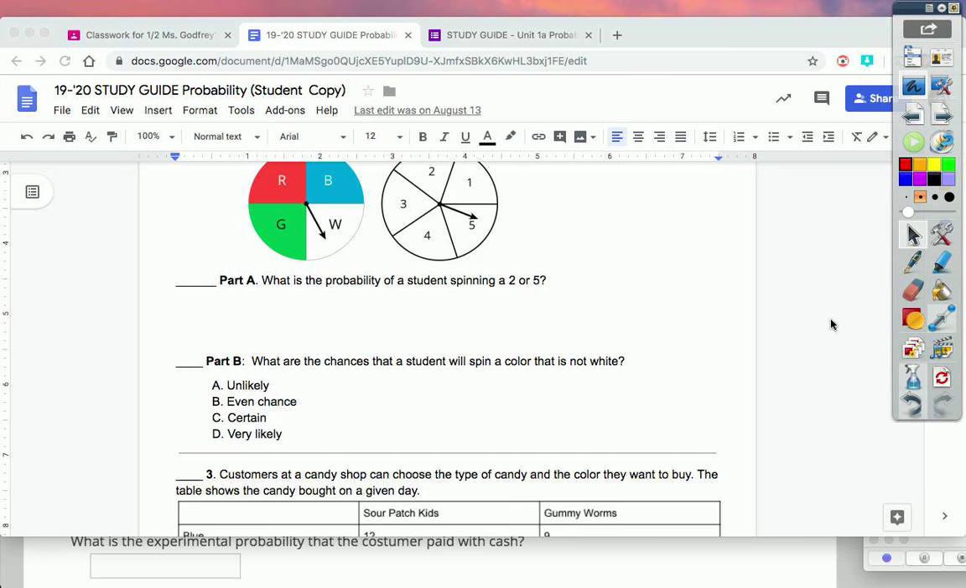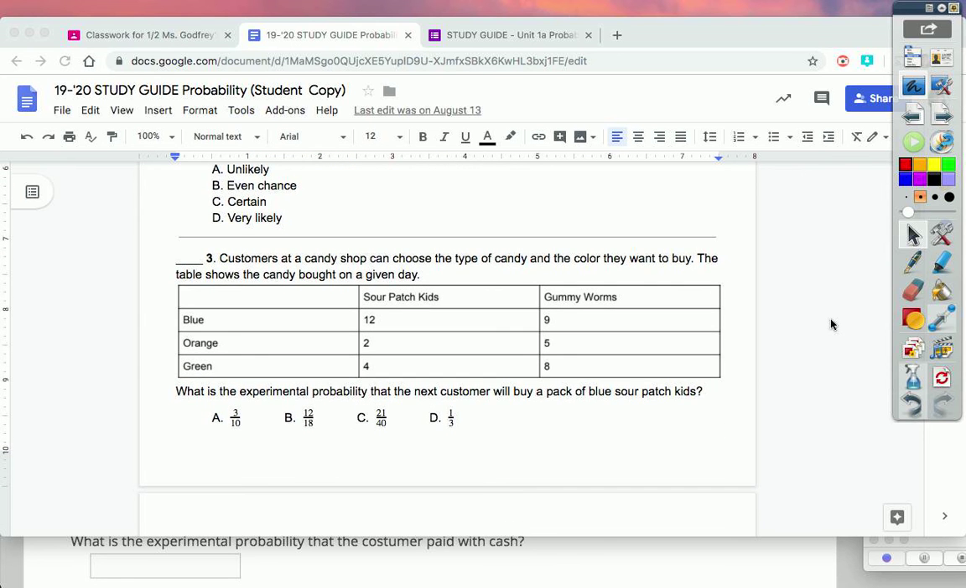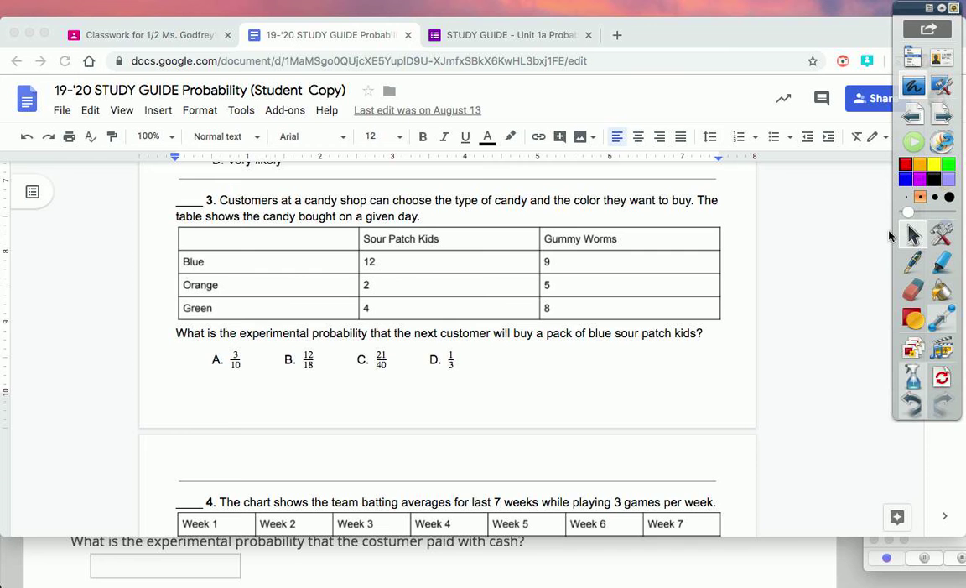On to number 3. Customers at a candy shop can choose the type of candy and the color they want to buy. The table shows the candy bought on a given day. So we have blue Sour Patch Kids and blue gummy worms. We have orange Sour Patch Kids and orange gummy worms. We have green Sour Patch Kids and green gummy worms. It says, what is the experimental probability that the next customer will buy a pack of blue Sour Patch Kids?